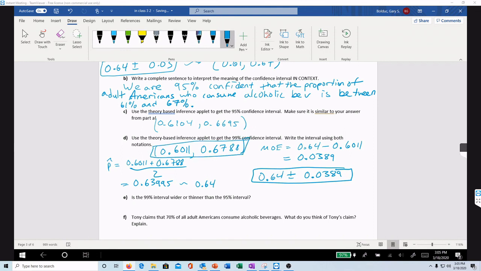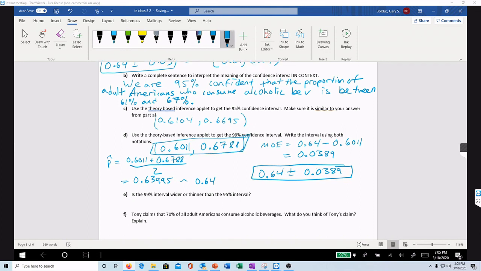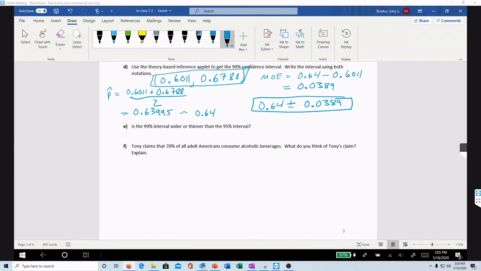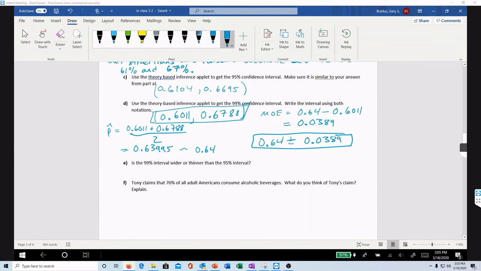Okay, so one of the next key points of this section. The E and F are the two big, I would say kind of tough, really thought-provoking ideas in this section, right? Everything up to this point has just been, you know, plug it into something, plug it into something. But these are the really big ones. So E, is the 99% interval wider or thinner than the 95%? So let's check it out. 99%, 95%.